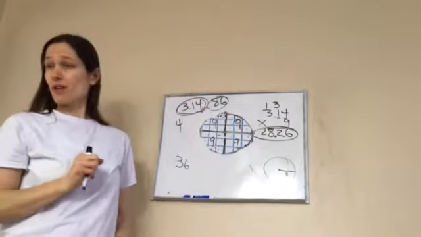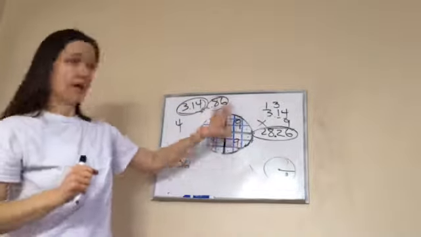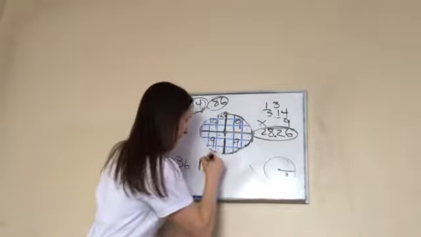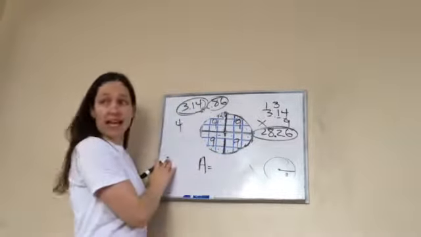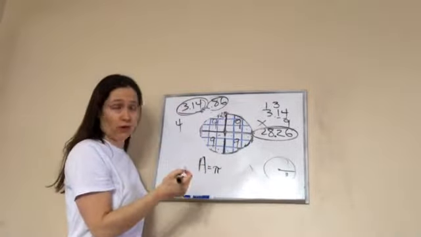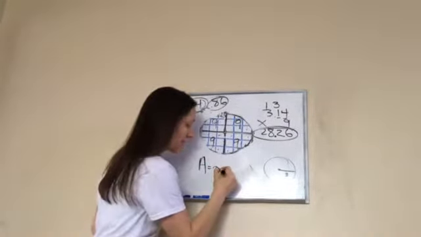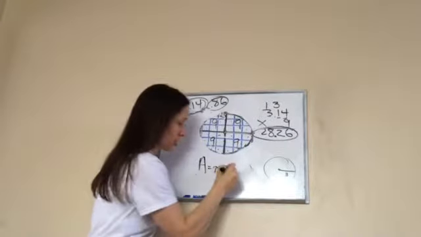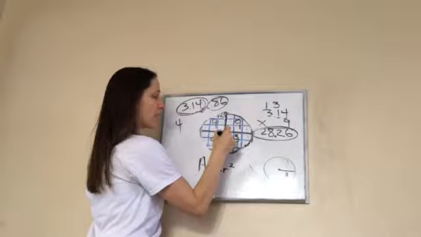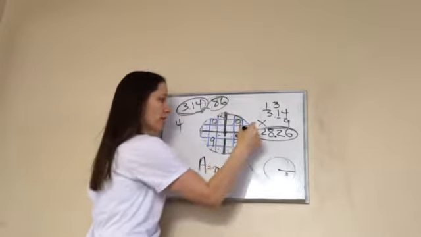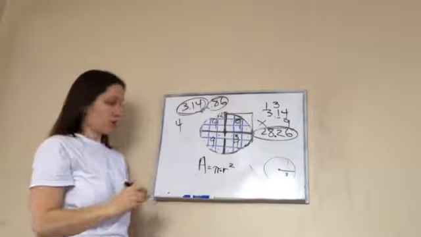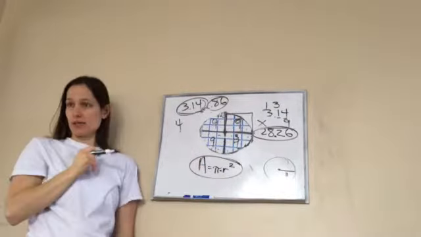Now, there's actually an easier way to do that than to have to draw it every time. You can just memorize this formula. The area of a circle equals pi, which is 3.14, times r squared. Remember the radius was 3, and this squared would give us 9. 3 times 3 is 9. So this is what you need to memorize.